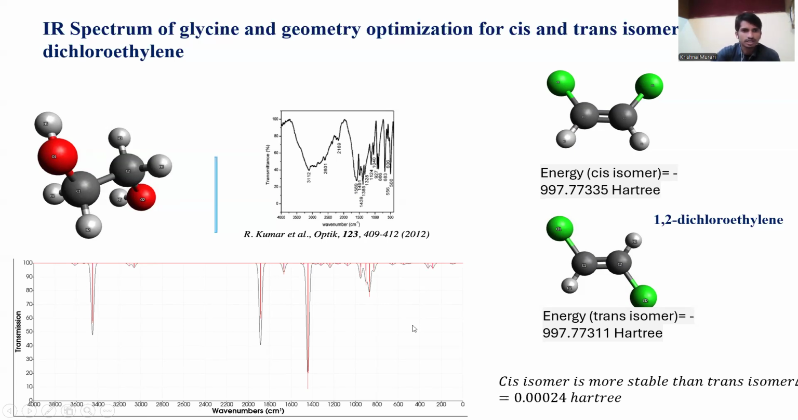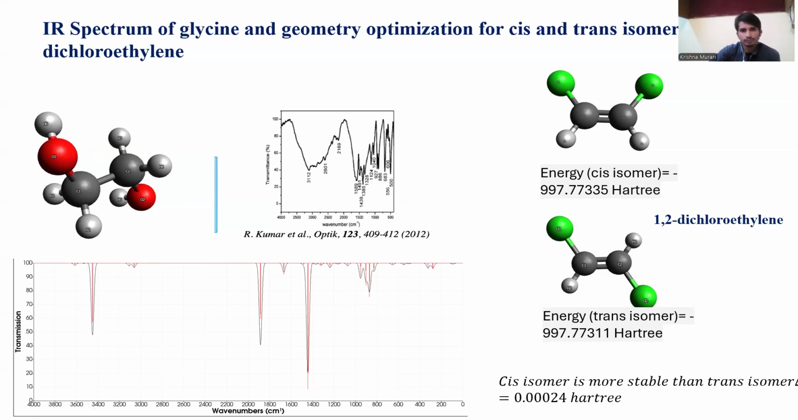This is the theoretical IR spectrum of glycine that I have generated, and the one above is the experimental IR spectrum. If you just focus on the peaks, not on the intensity of the peaks, you will find that both these IR spectra are more or less similar.